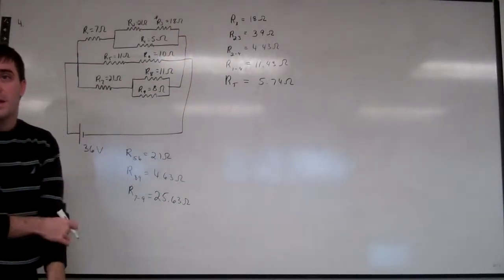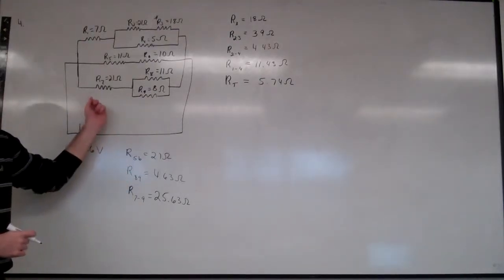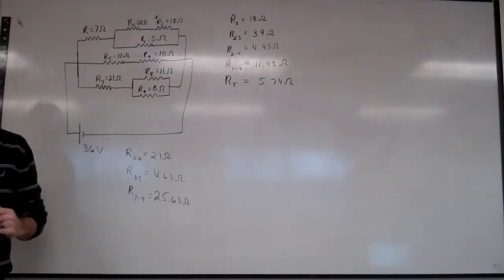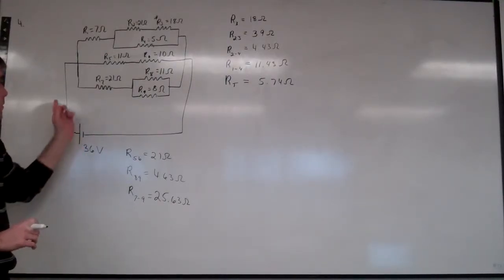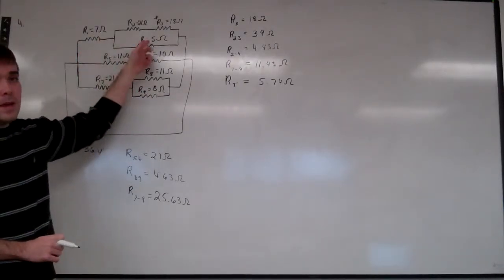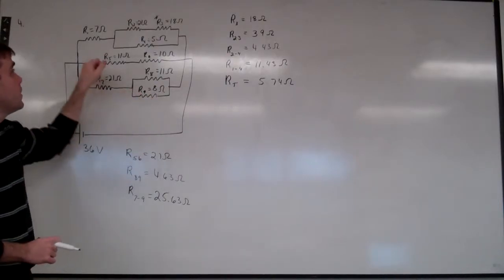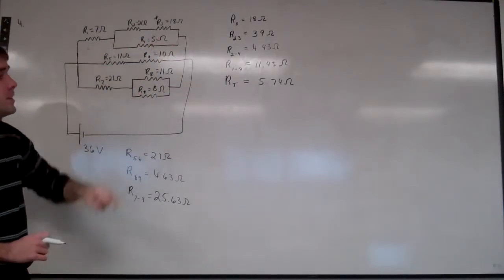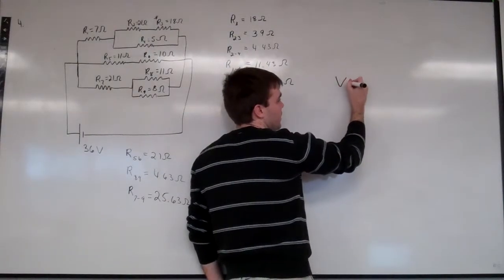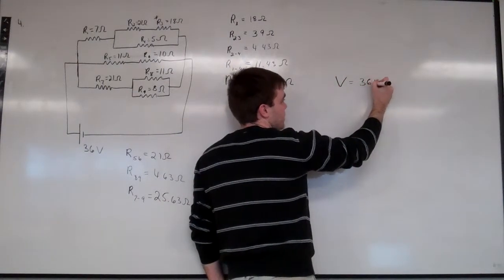Over here, since these start in parallel, we're not going to start with current. What stays the same in parallel? Voltage. So we're going to start with voltage. What's the voltage across this whole thing? 36. So that means the voltage through each branch is 36. So the voltage to this top branch is 36 volts. So when you start off in parallel, you just write V equals 36 volts.